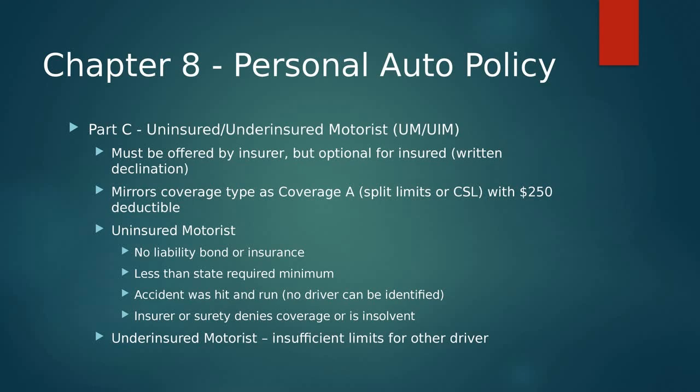The definition of an uninsured motorist in this part is one that has a third party that has no liability or bond insurance, or one that has less than the state required minimum. If the accident was a hit and run, meaning that no driver can be identified, or if the insurer or surety bond company denies the coverage or has become insolvent. In those cases, those would all be uninsured motorists. The definition of an underinsured motorist is one that has coverage but insufficient limits for the third party to cover the loss.